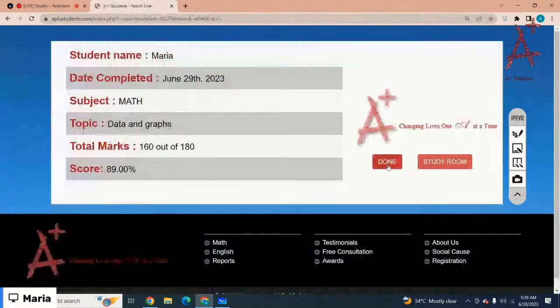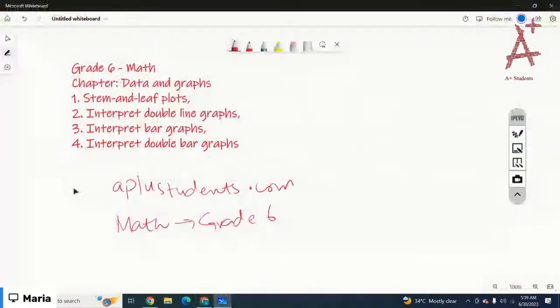Okay, we are done with the lessons. So we were working on grade 6 maths. The chapter we have started is data and graphs. The lessons we have covered are stem and leaf plot, interpret double line graph, interpret bar graph, and interpret double bar graph.